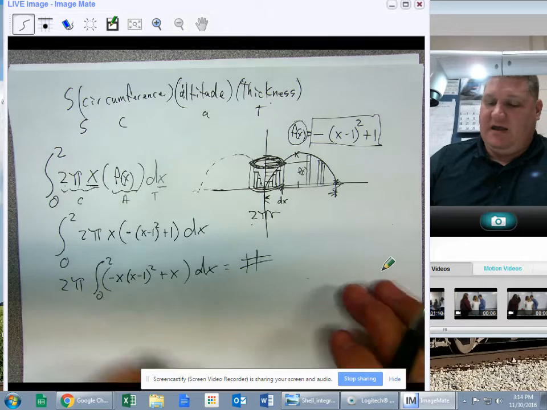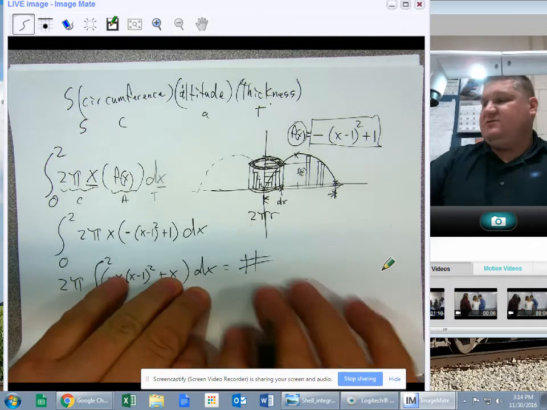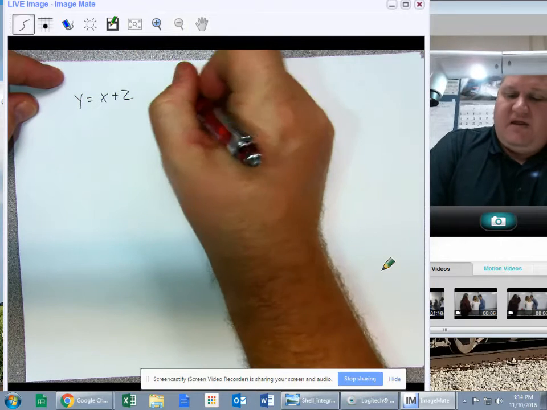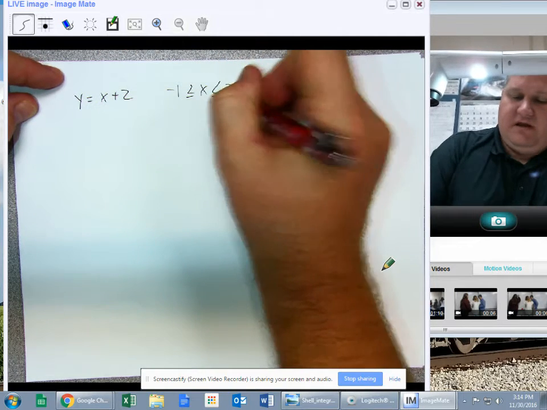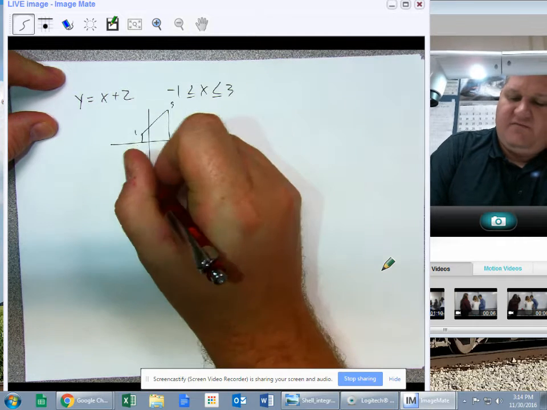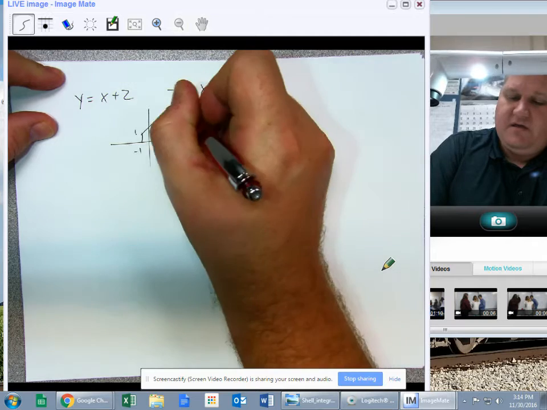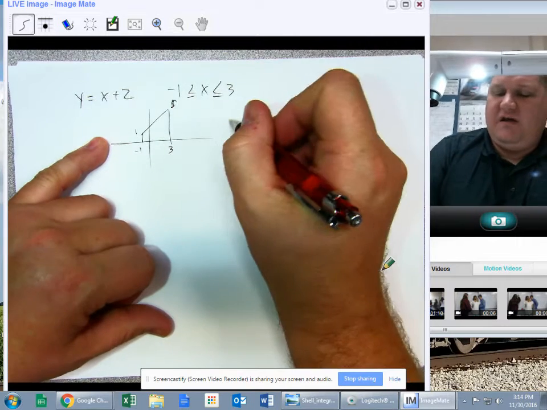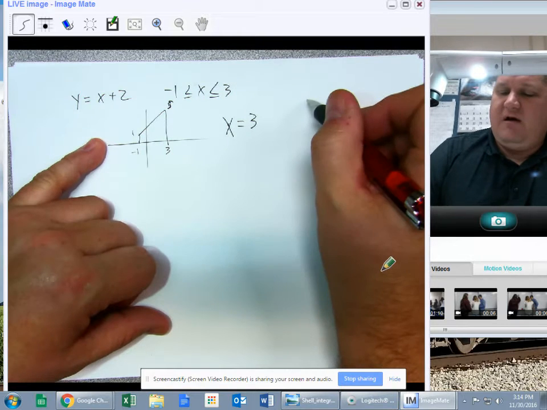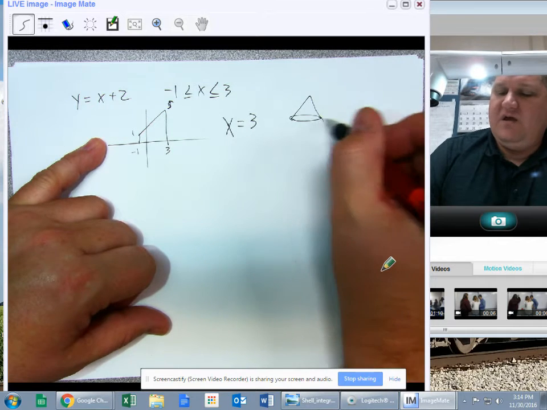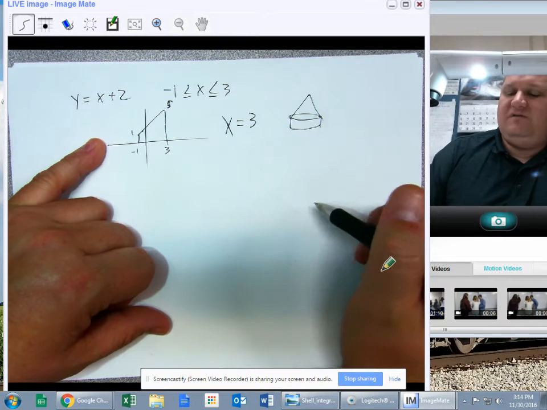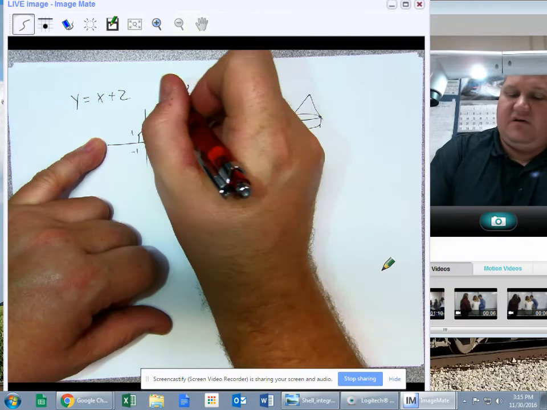If we were to go back and look at one of our other functions that we had yesterday, we had y equals x plus 2 from negative 1 to 3. And the time that we did, we got 1, we got 5, we got negative 1, we got 3. The one where we rotated around the line, not y equals 3, x equals 3. The problem with that one was we had to break it into two pieces, the upper cone portion and the lower cylinder portion. Well, if I were to use cylindrical shells, this isn't a big deal to go around this axis.